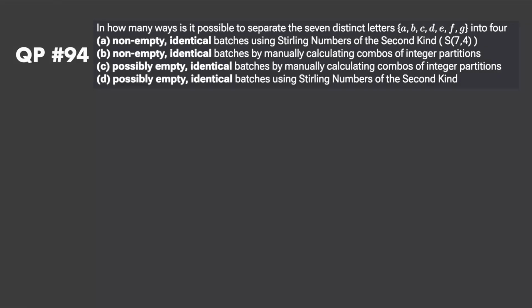Hello everyone, today let's take a look at Quantipus number 94, which is a 4-part question that encapsulates everything you'll ever need to know about Stirling numbers of the second kind. So let's look at part A first, asking us if we have 7 distinct letters, A, B, C, D, E, F, G, and we want to split them into 4 non-empty identical batches, and we're going to calculate it first using Stirling numbers of the second kind. This is exactly what we did in Quantipus number 58.